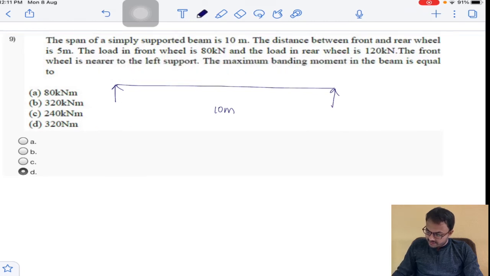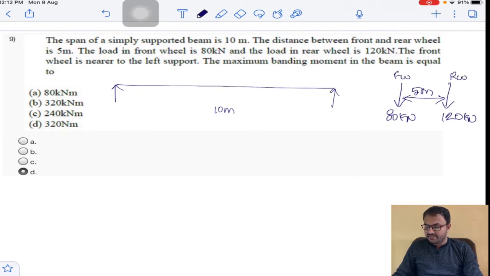so here there are two wheel loads. The distance between these wheel loads is 5 meters. The front wheel is 80 kilonewton and the rear wheel is 120 kilonewton. He said FW is the front wheel and RW is the rear wheel. The maximum bending moment in the beam is what he has asked. Okay, so now the question is, first we will take the loads.